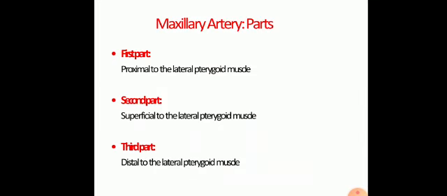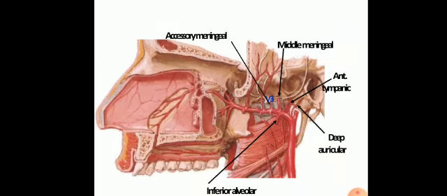Maxillary artery. You already described this artery in the infratemporal fossa, but we repeat it here again. The maxillary artery is divided into three parts, first part, second part, and third part, in relation to the pterygoid muscle. The first part is located proximal to the lateral pterygoid muscle. The second part is superficial to the lateral pterygoid. The third part is distal to the lateral pterygoid muscle.